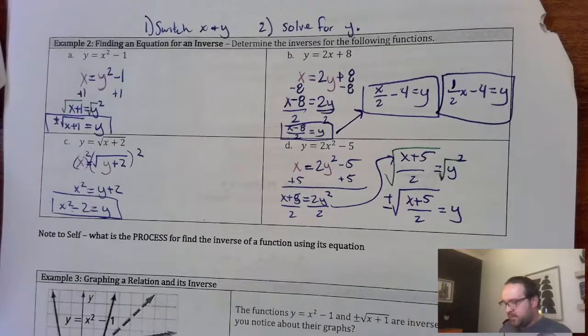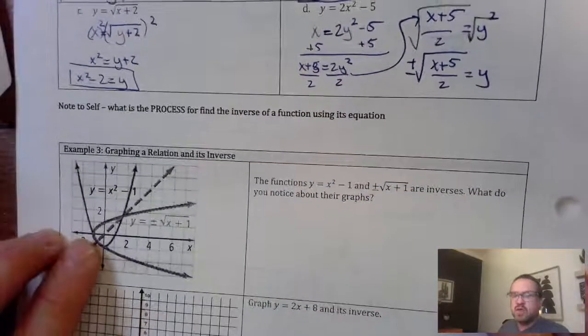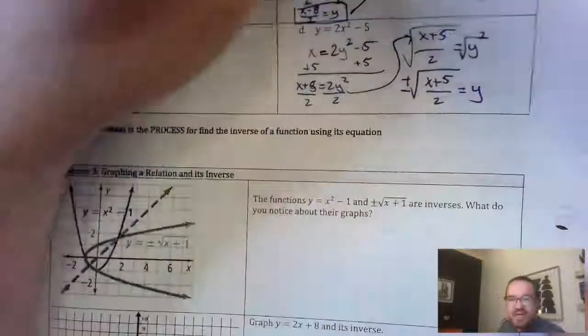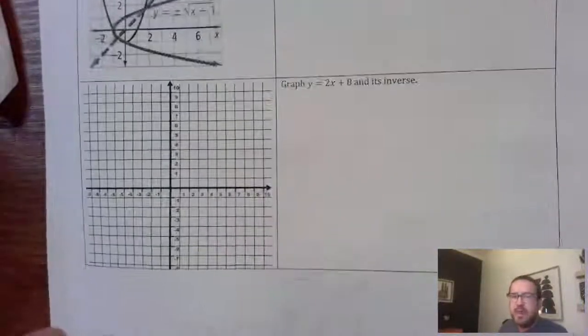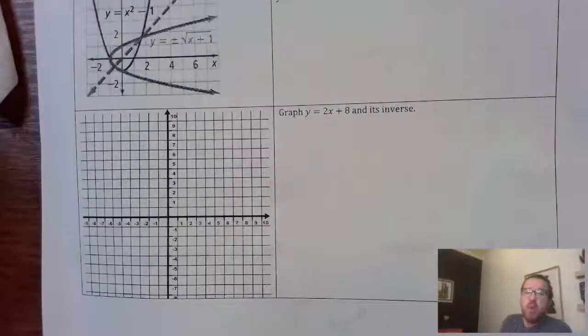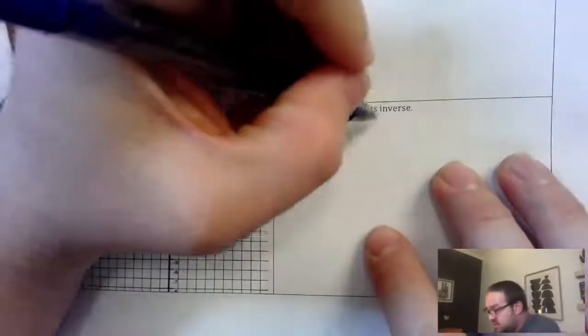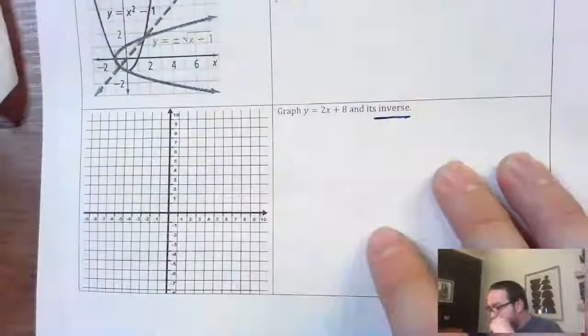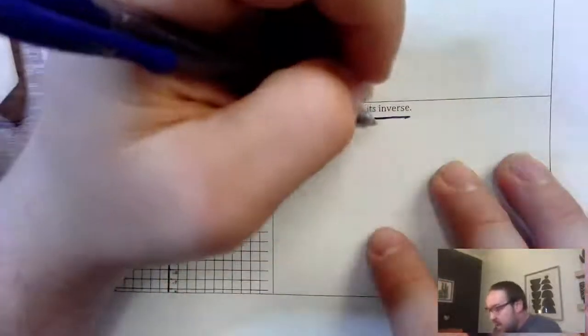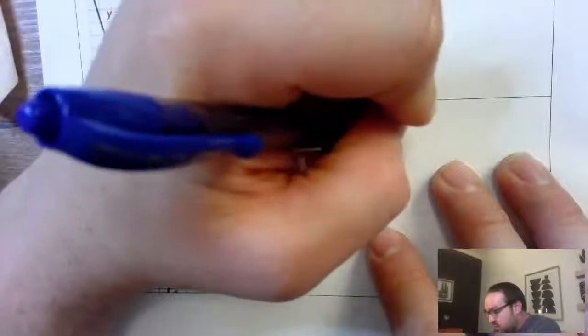This is a really good discussion, but I think it's going to go a little bit deeper than we need to right now. But I do want to show you this bottom one here. It says graph y equals 2x plus 8 and its inverse. So if you wanted to find the inverse, what we could do is take, what would it be here? It would be x equals 2y plus 8.